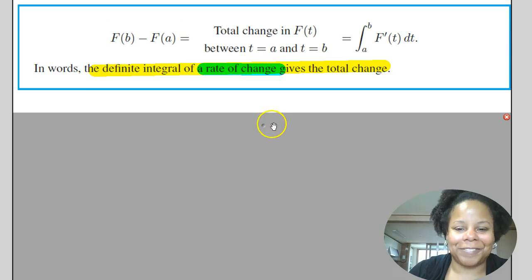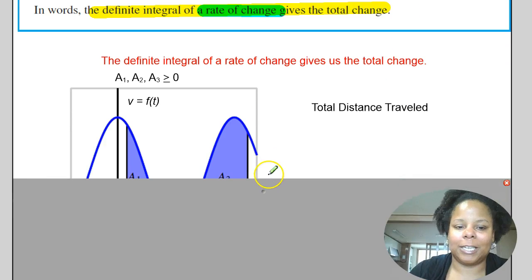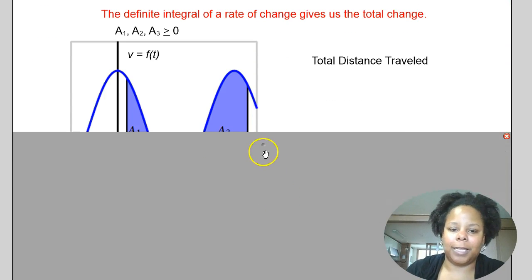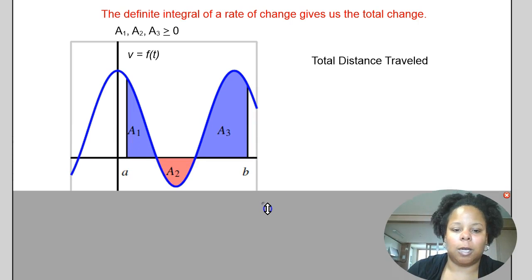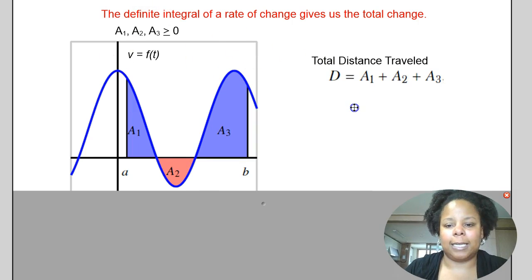Okay, so very quickly, I want to address this, which is, let's say I want to find the total distance traveled over this function on the interval from A to B. And some of you ask, well, what if part of the graph is underneath the x-axis? Well, to find the total distance traveled, and distance is a positive value, all I have to do is add up the areas. In this case, all the areas are positive because area is a positive quantity.